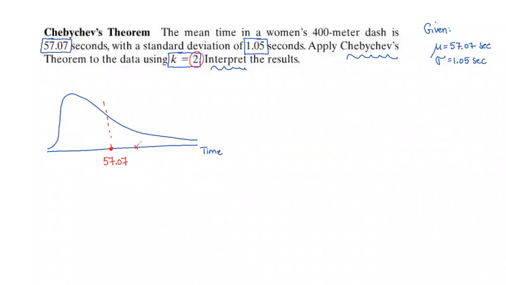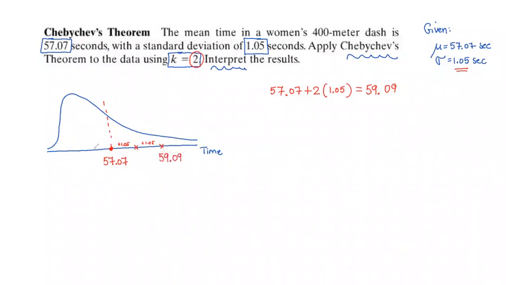So 1, 2. The standard deviation, keep in mind, is 1.05. So I will just simply add 1.05 here to get to the first one, 1.05 here to get to the second one, or I can just take 57.07 plus 2 times 1.05. I'm getting to 2 standard deviations. If you do that, you will get to 59.09. So this value is 2 standard deviations from the mean.